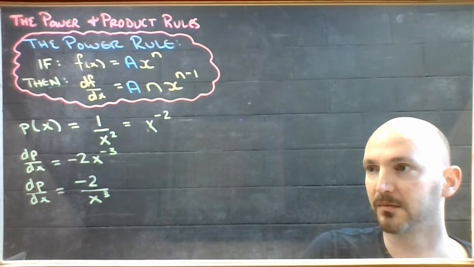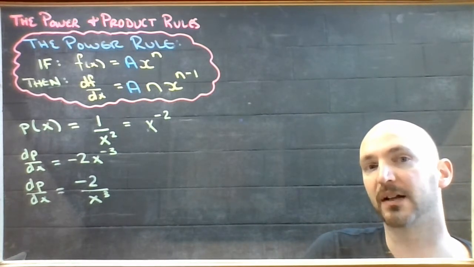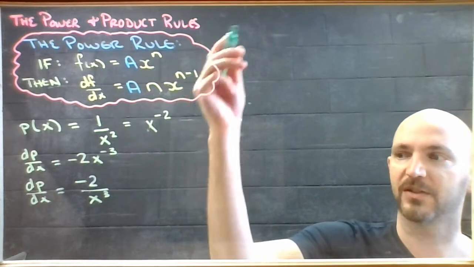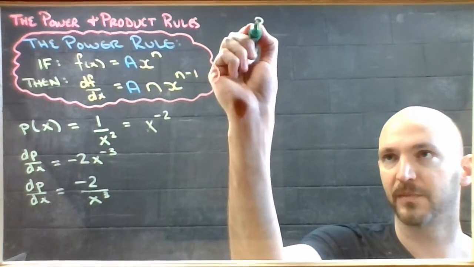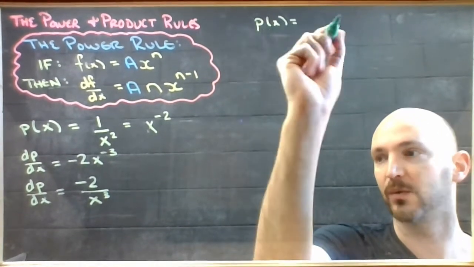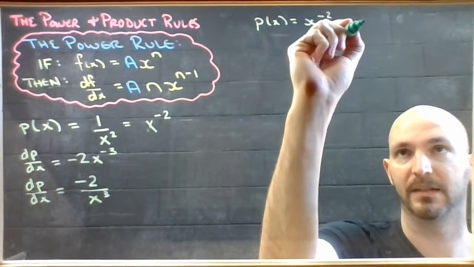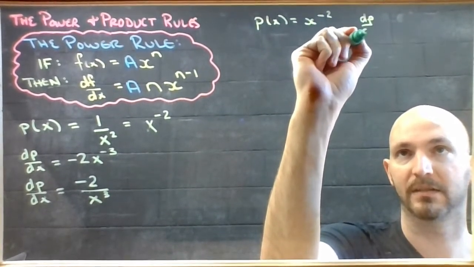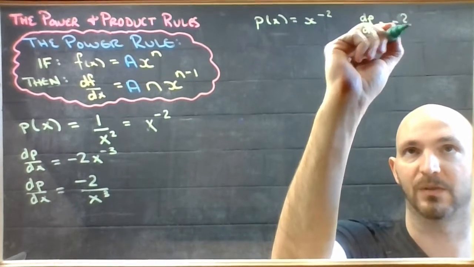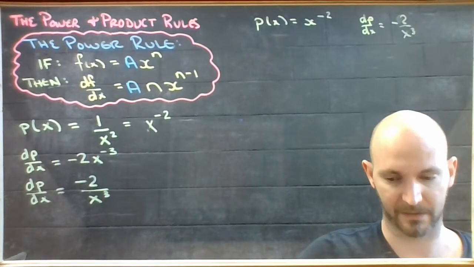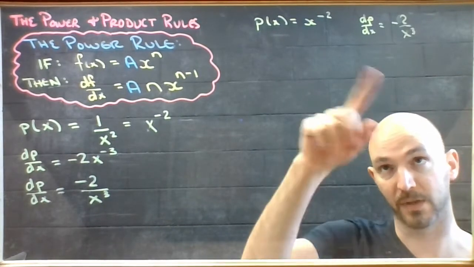Okay. So let's give that a try. Let's see if we can do that from first principles to try and prove that that's true. So I'm trying to show that if p of x equals x to the negative 2, then dp dx is negative 2 over x cubed. So I'm going to have to erase this so that I have some space to work on, and then we'll give that a try.